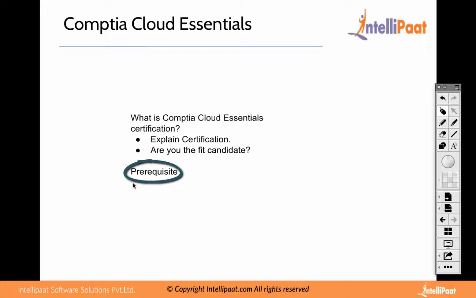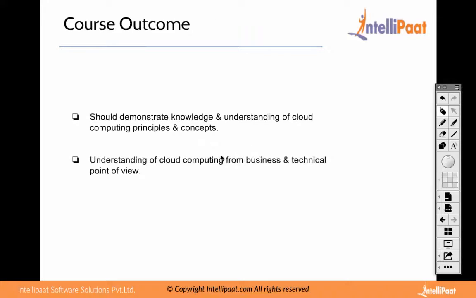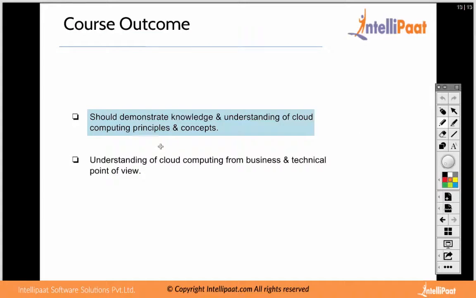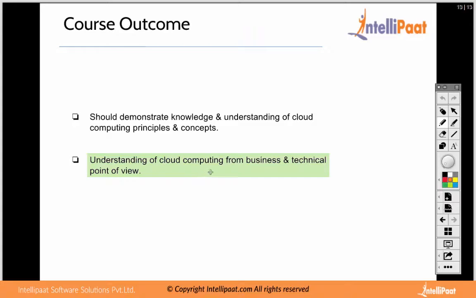In terms of prerequisites, not a requirement but recommended, the candidate must have at least 6 months of experience working in an environment that markets or relies upon IT related services. There are certain further elements which I would like to add, which will come in the next slide. Outcome of the course: once the course is done, you should demonstrate knowledge and understanding of cloud computing principles and concepts, that would be ideas around this architecture. Understanding of cloud computing from a business and technical point of view.